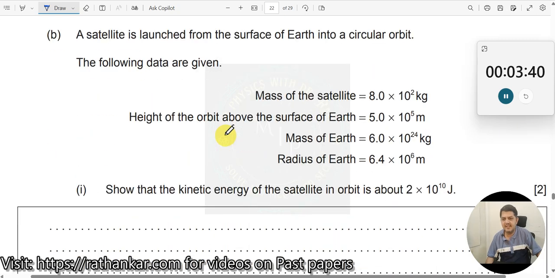A satellite is launched from the surface of the Earth into a circular orbit. The following data is given: mass of the satellite, height of the orbit. Okay, all this is given. Show that the kinetic energy of the satellite in the orbit is about so much.